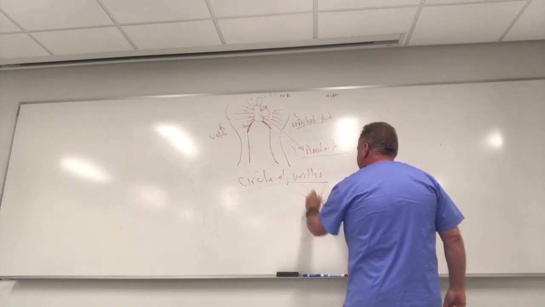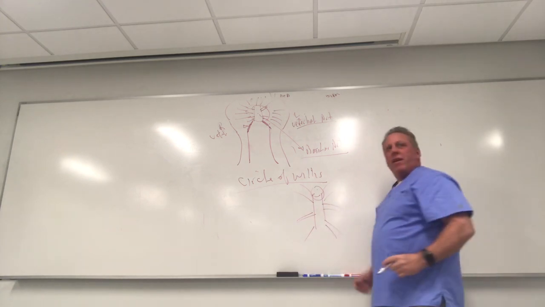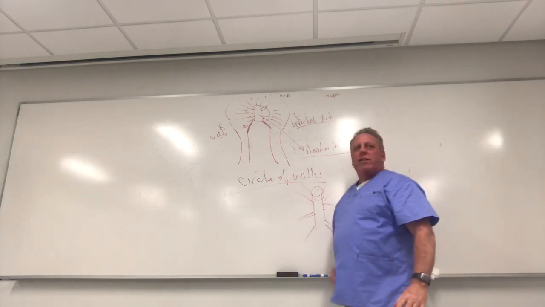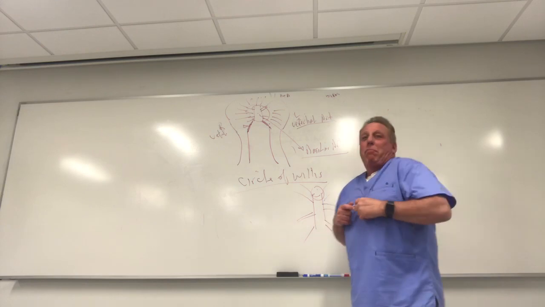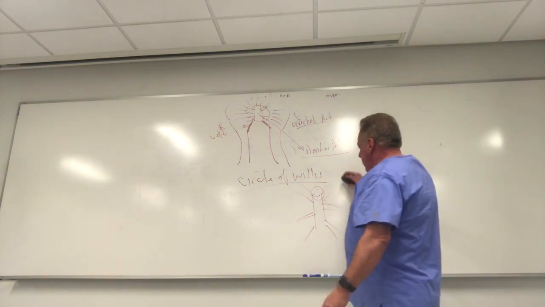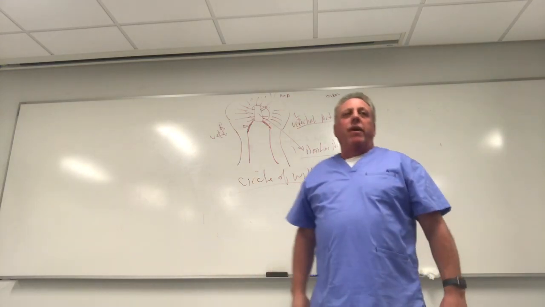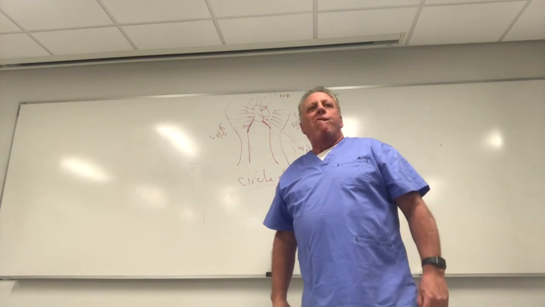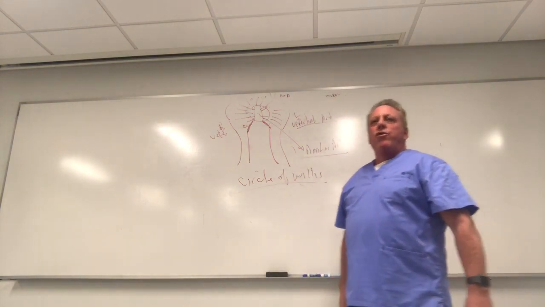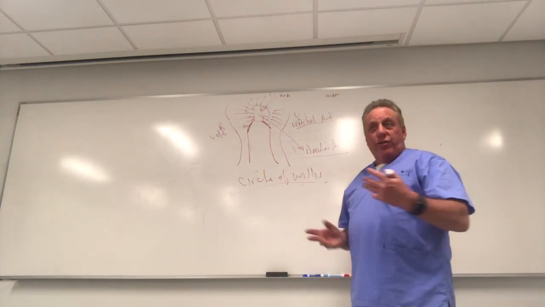It has eight legs, and the guy put a face on it like that, so it looks like a spider. So then they call it the circle of Willis. It looked like a spider, so they called it the circle of Willis. I don't know why. When you look up the circle of Willis, you'll see that.